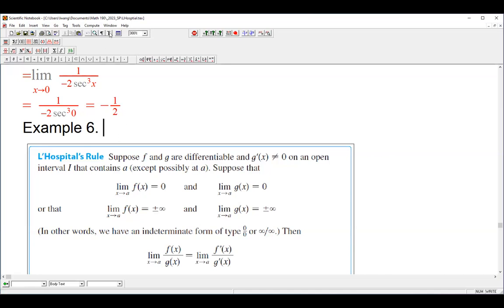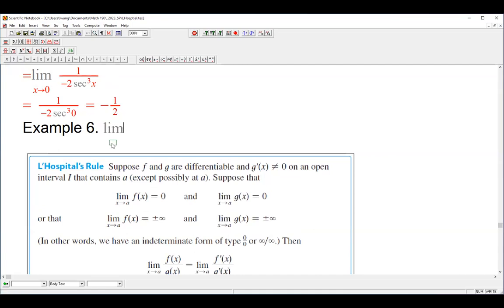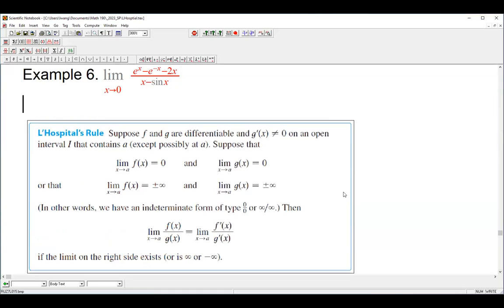So we have a limit as x approaching 0, right? And we have a quotient form: e to the power x minus e to the power of negative x minus 2x, over x minus the sine x. Let's see if I copy the question correctly. I think I did. E to the power x subtracting e to the power negative x minus 2x.